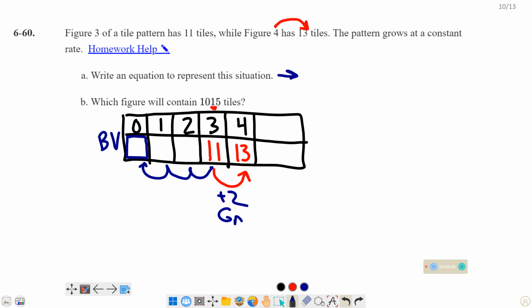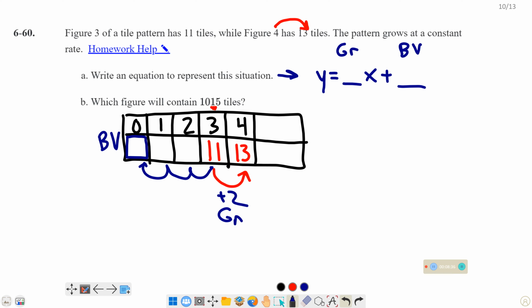Question A says, write an equation to represent the situation. Y equals, there's a number that goes in front of X. That number is always the growth. And then you have the beginning value number. This is how you write the equation in most 8th grade situations. I say that because it's linear. Sometimes you get exponential problems, but we don't have that today.